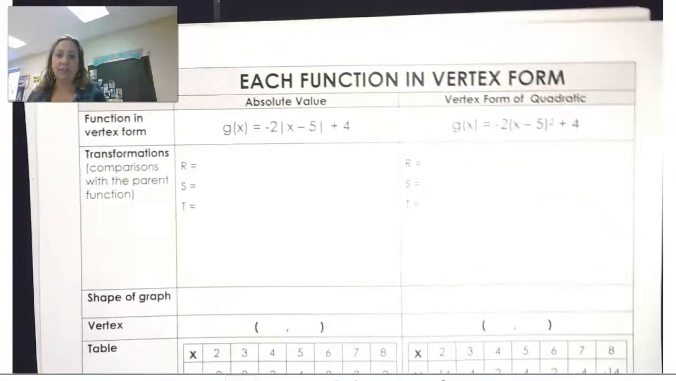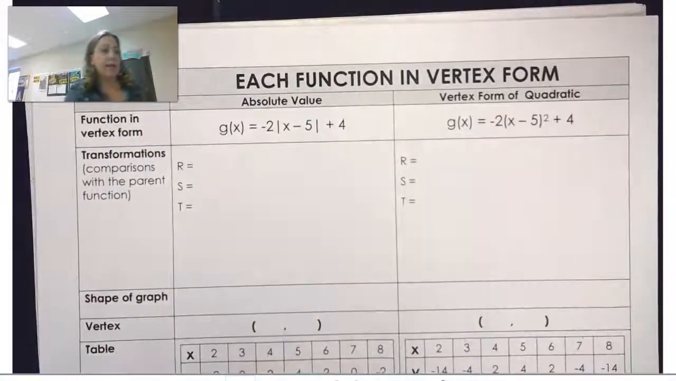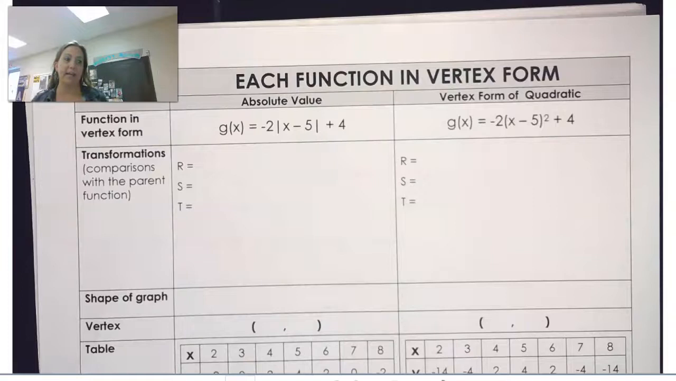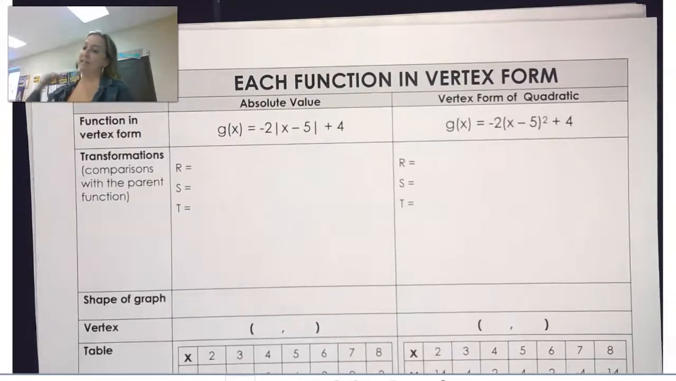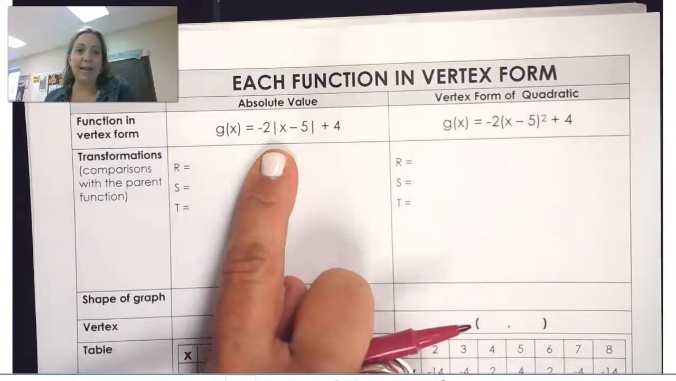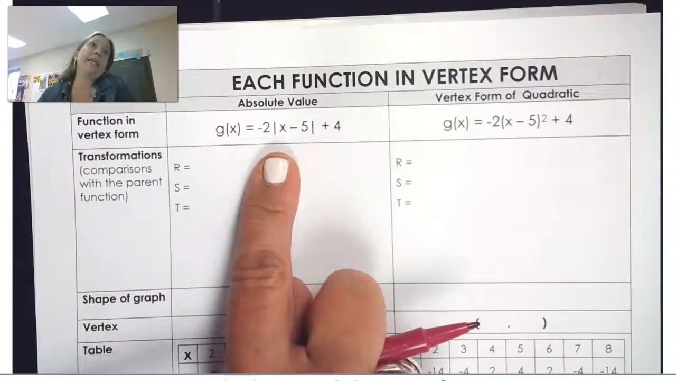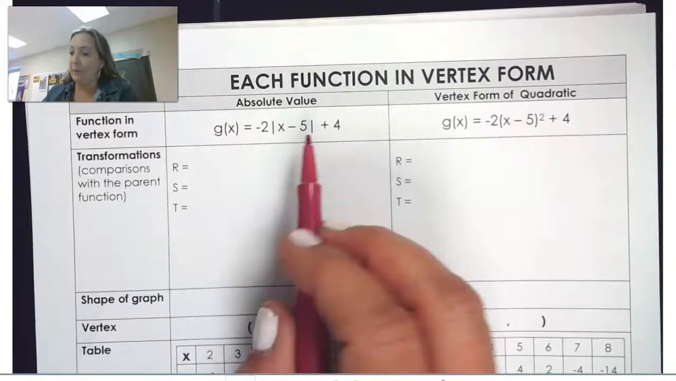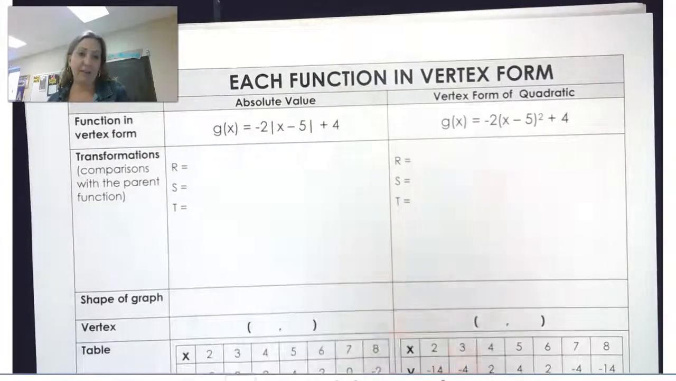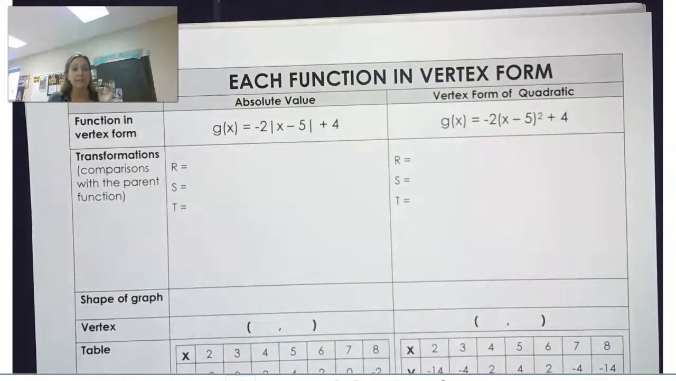So I do want us to look at each function in vertex form and for me to continue to show you some of the similarities that we've got here. As far as the comparisons with the parent function, notice now what we've done is we've taken just the plain absolute value and we put an H, a K, and an A value. And let's recall what these different things do.